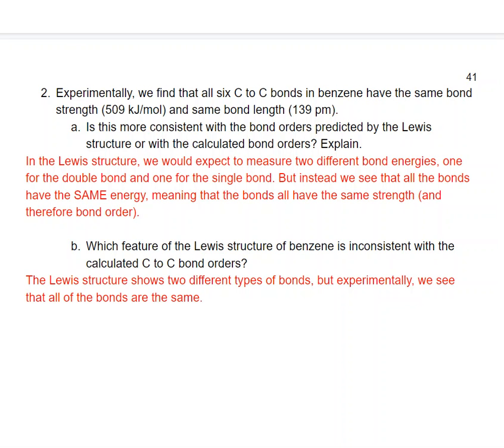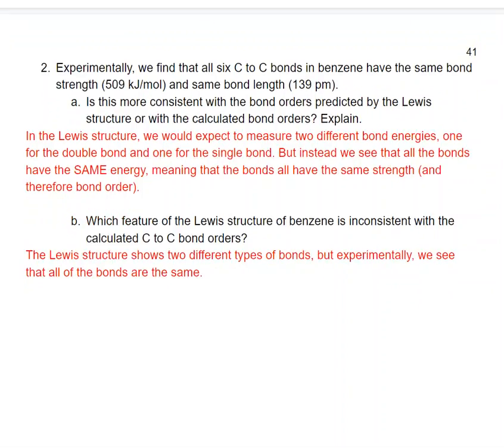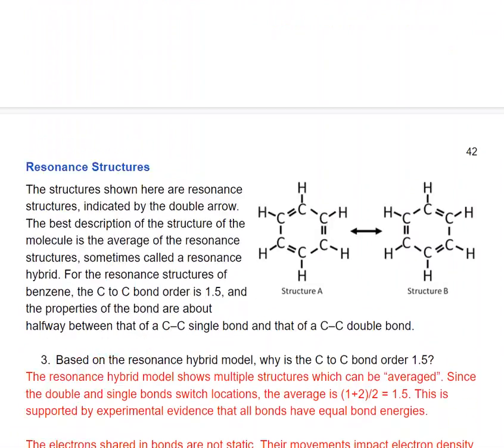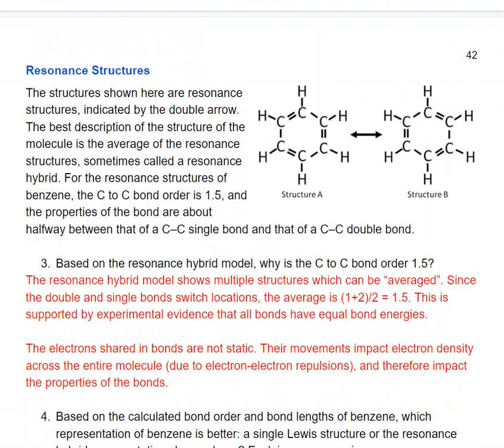So which feature of the Lewis structure of benzene is inconsistent with those calculated bond orders? The Lewis structure shows 2 different types of bonds, 2 different bond orders, but experimentally we see that there's only one bond order and all of the bonds are the same. So how could that be? This comes from resonance structures.